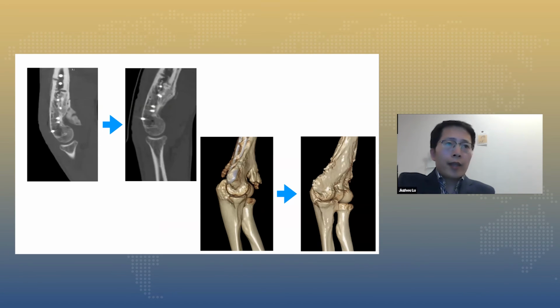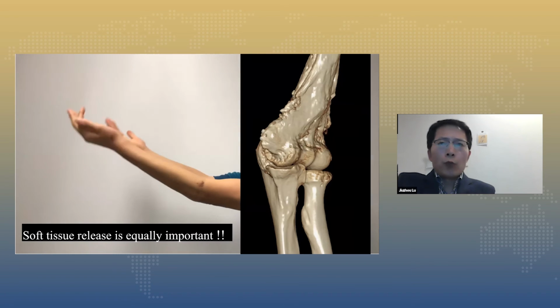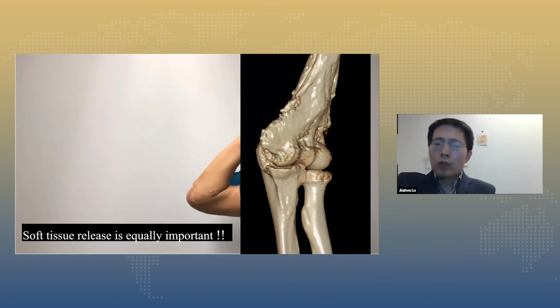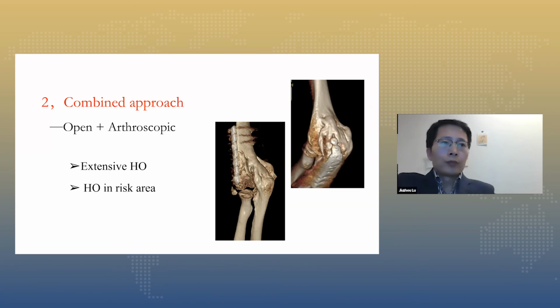This CT scan compares the pre-operative and post-operative HO. This is functional recovery after surgery. Of course, the soft tissue release is also very important beside the HO removal. The second option for HO removal is a combined approach, which combines arthroscopic technique and open approach. It is usually applied when there is extensive HO and HO in a risk area.